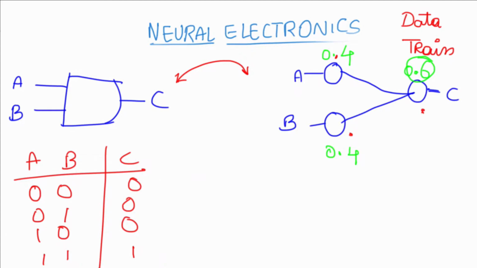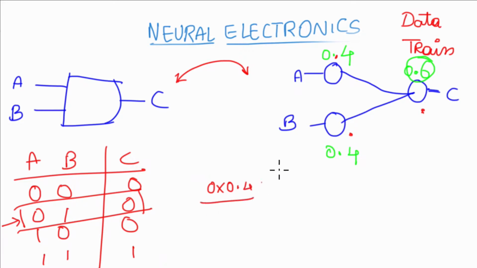Let's take one from this training data set and apply this as an input. Let's say we take this one, 0 and 1. So 0 into 0.4 for this set plus 1 into 0.4 for this set. So these both will get added at this point just before applying the activation function.